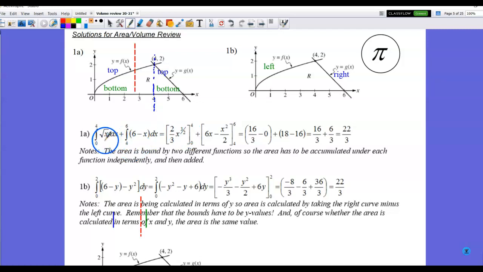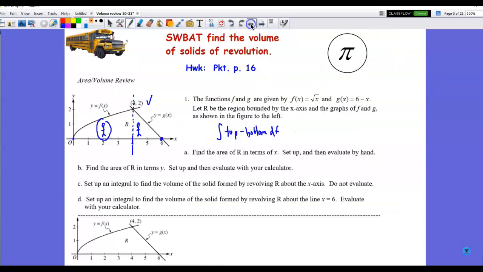So we are accumulating the area from 0 to 4 under square root of x dx. We're going to add it to the area from 4 to 6 under the line, which is 6 minus x. I'm not going to explain the antidifferentiation. It's pretty straightforward. I antidifferentiate separately, do the arithmetic, and you should get 22 over 3. Note that the area is bound by two different functions, so it has to be accumulated under each function independently and then added. So I did talk about that. All right, let's go back to the second problem.